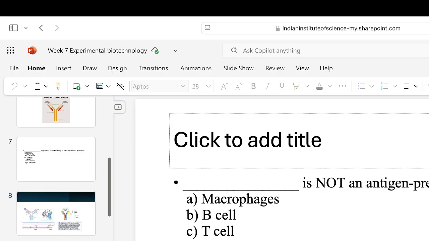The next question is, dash is not an antigen presenting cell, and four options are given here: macrophages, B cell, T cell, and finally dendritic cell. Before we go to the right option, you can think for a couple of minutes and then first answer what antigen presenting cells are. Then we'll take it from there. What is the function of antigen presenting cells? It's there in the name, but you can still think and tell what an antigen presenting cell is and why there is a requirement for an antigen presenting cell. You can take a couple of minutes to think about this.